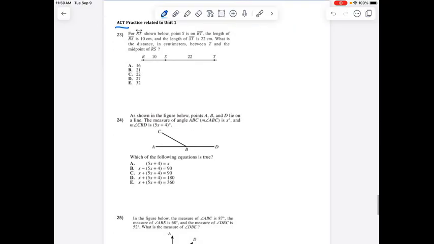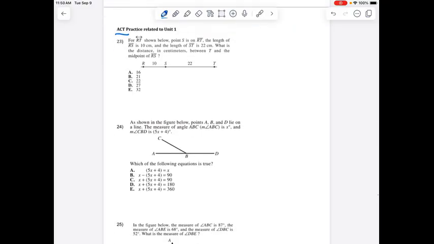So here's number 23. For line RT, shown below, point S is on RT. The length of RS here is 10 units, and the length of ST here is 22 units. What is the distance in centimeters between T and the midpoint of RS?